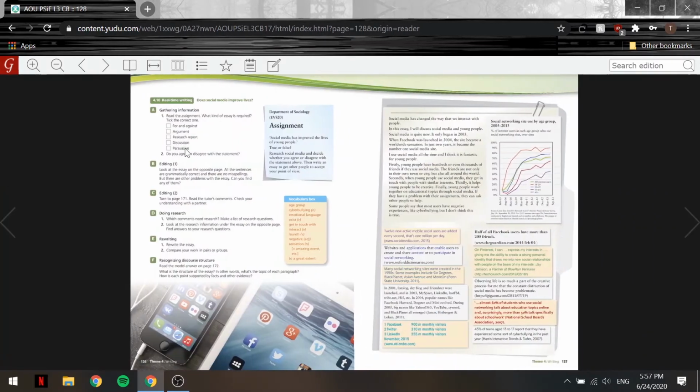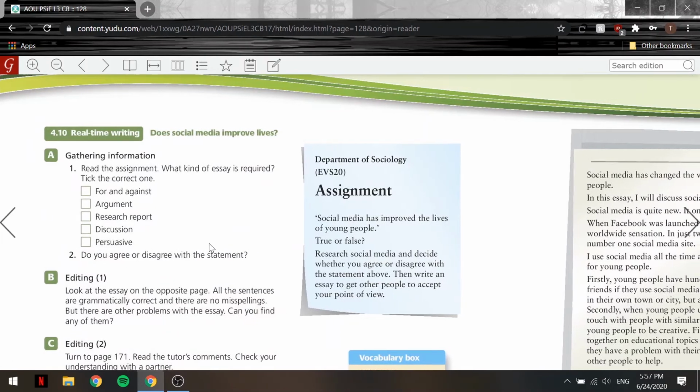All right, now let's move on to exercise A here. Read the assignment. What kind of essay is required? Tick the correct one. Okay, so let's take a look at the assignment here. Social media has improved the lives of young people. True or false? Research social media and decide whether you agree or disagree with the statement above. Then write an essay to get other people to accept your point of view. Okay, so from what I can understand, this is a persuasive essay, right? So you're gonna pick a side, basically, whether it's true or false, and then you're gonna reach a personal conclusion after making your own research, as you can see here. Okay, so we'll tick persuasive here.